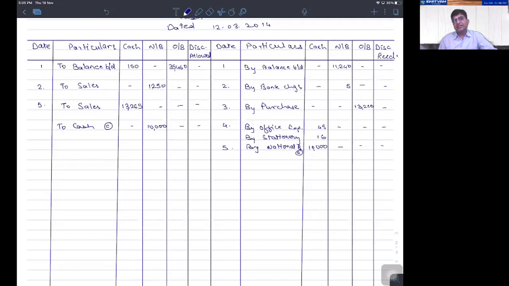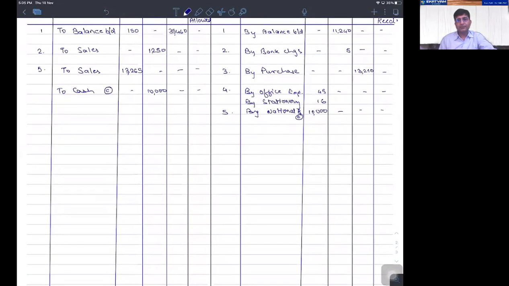And this being a contra transaction, again C within the circle, so that we know the contra effect is given, and at the same time we are not supposed to do the posting of this transaction. For that purpose, we are writing C within the circle. Am I clear?